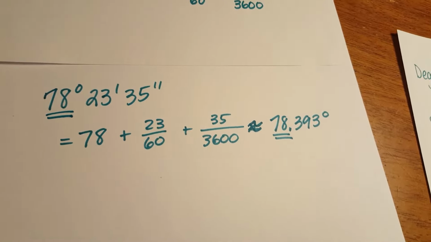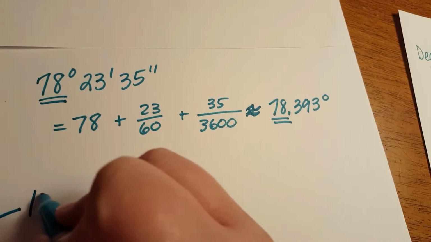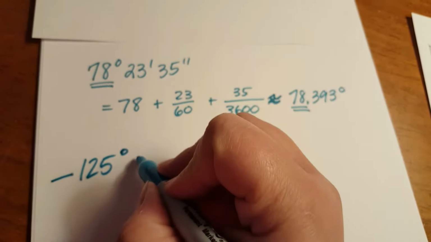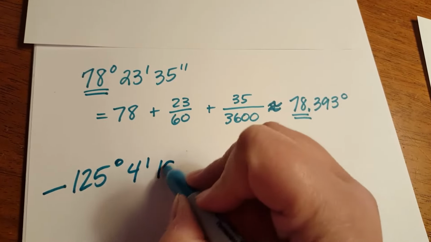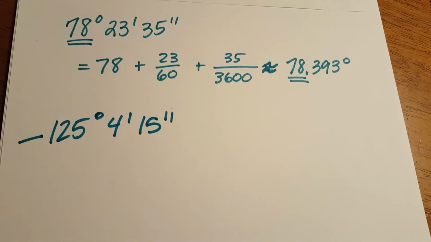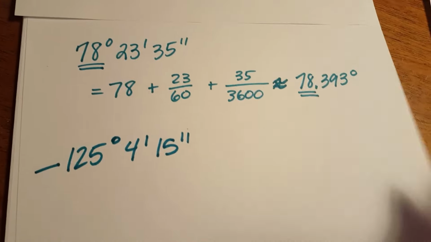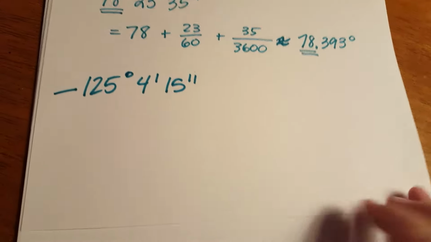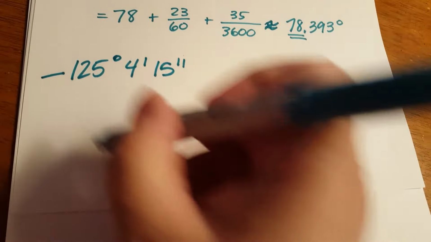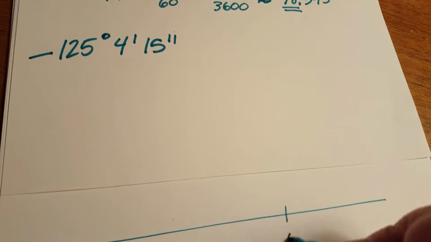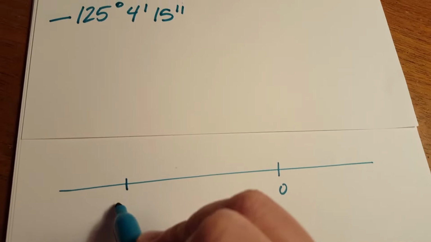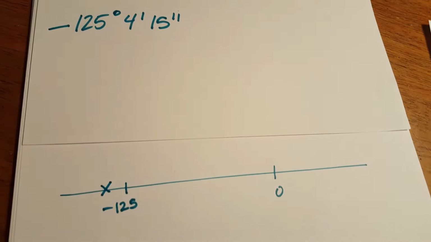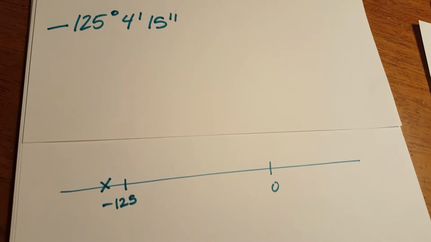Okay, so here's what we have to be careful about: what about when it's negative? What if I had negative 125 degrees, 4 minutes and 15 seconds? Okay. Now, if you think about it on the number line, this is a number that is further than 125 away from 0. In other words, here's 0. If this is 125 degrees in the negative direction, it's somewhere over here. It's a little bit more than that in the negative direction.